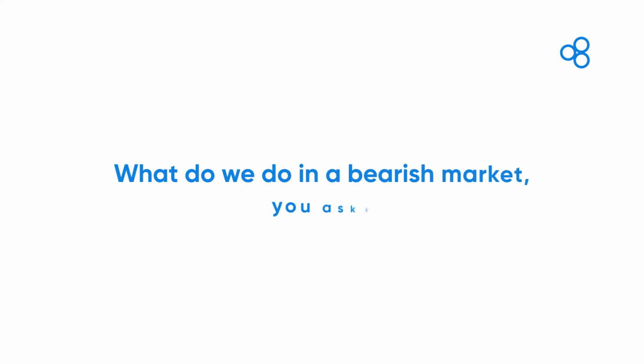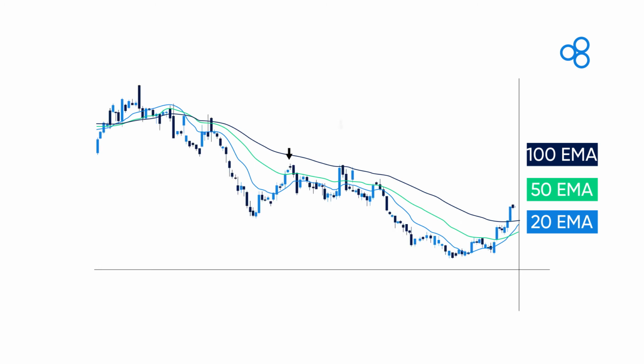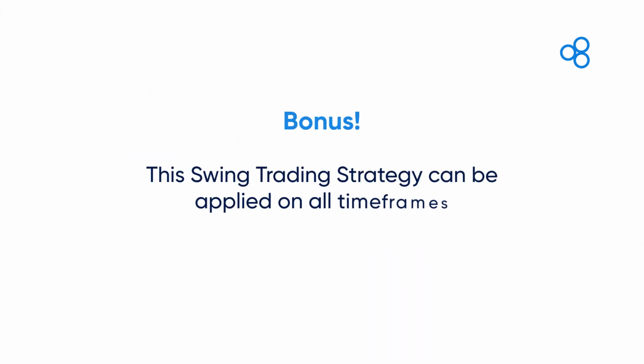What do we do in a bearish market, you ask? Well, we do the opposite. In a bearish market, the 20 EMA needs to be below the 50 EMA, and both need to be below the 100 EMA. When the price is trading below these moving averages, we need to see a retracement and retest with the RSI in an overbought condition above the 70 line. This, combined with the bearish price action, can lead to bearish opportunities, which means you can go short at this point. And here's a bonus tip for you, this strategy can be applied on all time frames.